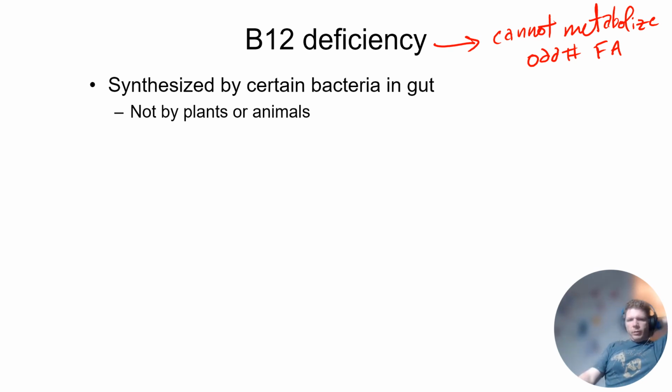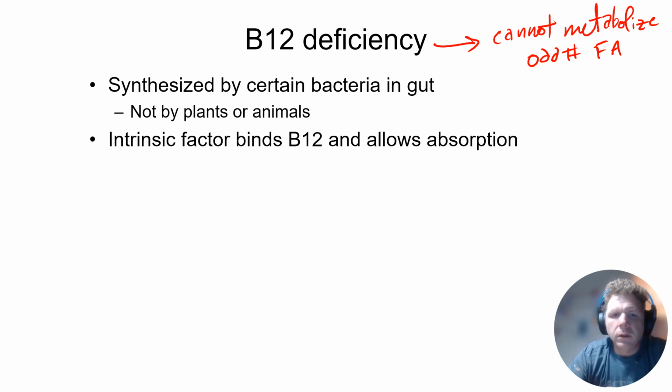Now, vitamin B12 can be synthesized by certain bacteria in the gut, not by plants or animals, but instead these bacteria that live in your microbiota, or your microbiome, your gut bacteria. They reside within some of the bacteria within your gut. The intrinsic factor binds B12 and allows absorption.